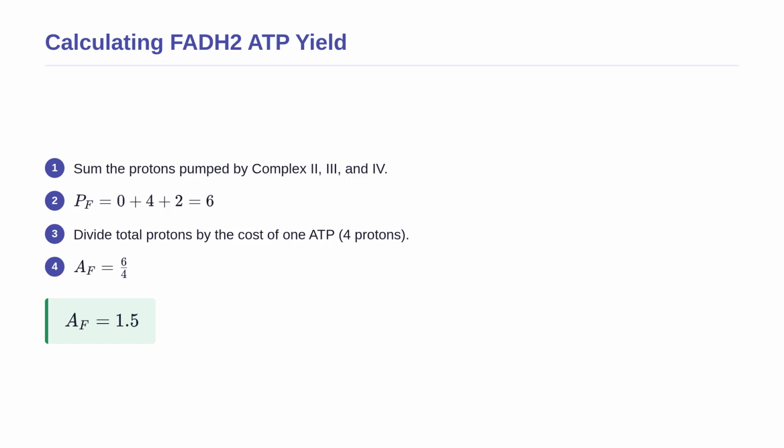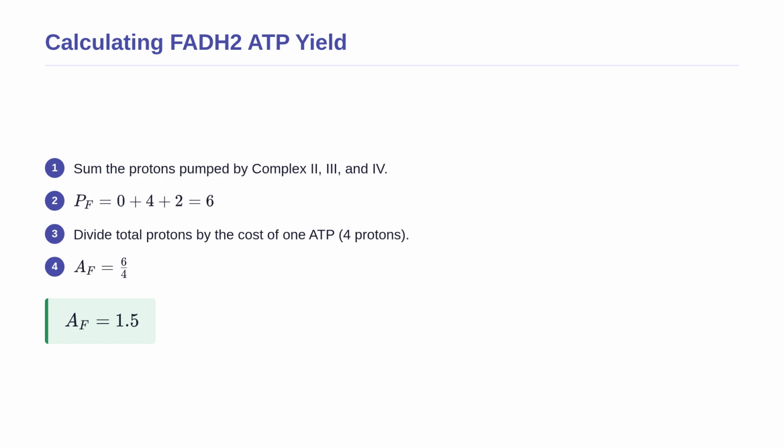Let us calculate the final yield for FADH2 to see exactly how it compares. We need to find the total ATP generated from one molecule. Adding the proton contributions from the specific complexes it interacts with gives us 0 plus 4 plus 2. This shows a total of only 6 protons pumped per FADH2 molecule. Dividing these 6 protons by the cost of 1 ATP, which is 4, gives us our final yield.